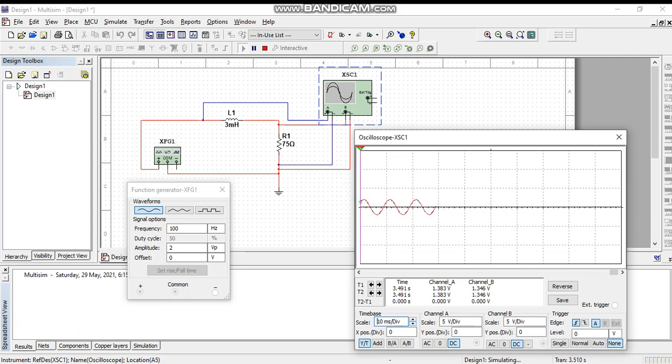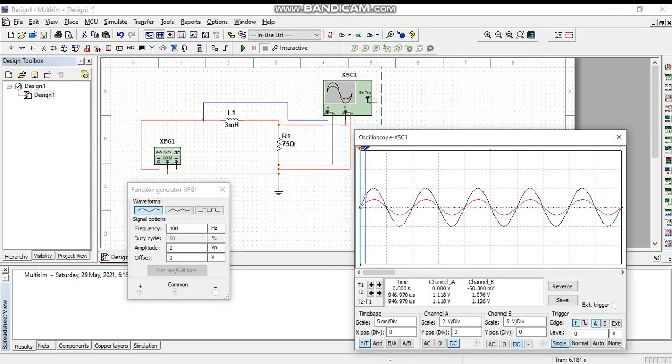Change the scale so that we can see the two waveforms clearly. Single. To find V out, channel B is V out. Channel B is the red color wave. We move the cursor along the edges until it shows the maximum voltage. So the V out when the frequency is 100 is 1.995 volts.